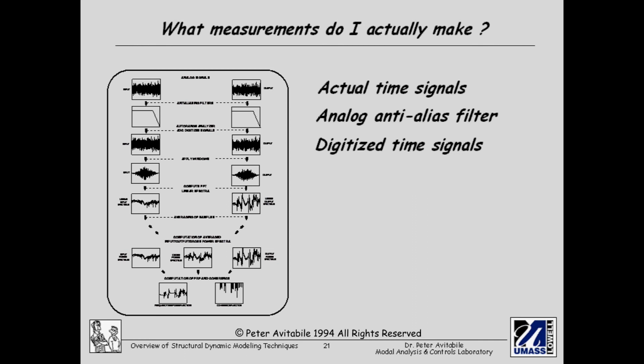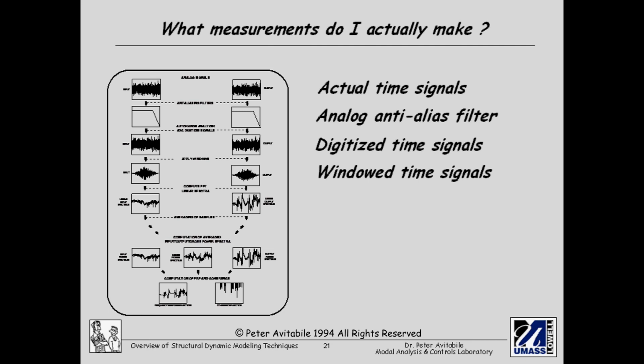The next thing I'm going to do is digitize the time signals. This is where the analog to digital converter does its work. Now, because of sampling issues that we'll talk about later on, there may be some issues that distort the measured function, referred to as leakage. So we may need to apply some kind of weighting function called a window in order to minimize some of this distortion of these measured functions.